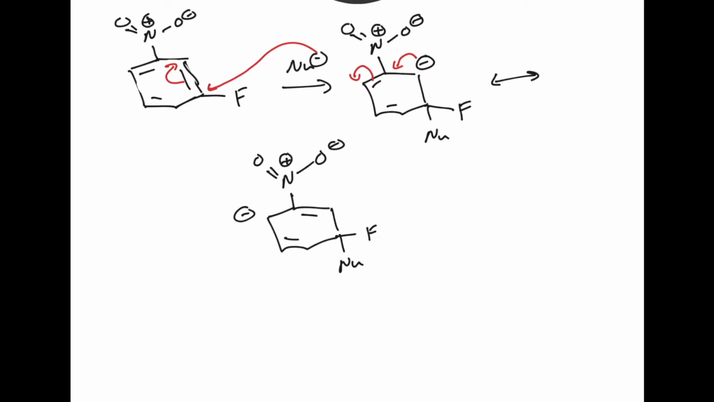If you add more electron withdrawing groups to the ring, it's fine if they're meta. They still work. These reactions still work. But they work best when they're ortho-para because your electron withdrawing group is actively stabilizing that negative charge by giving it a place to go through resonance.